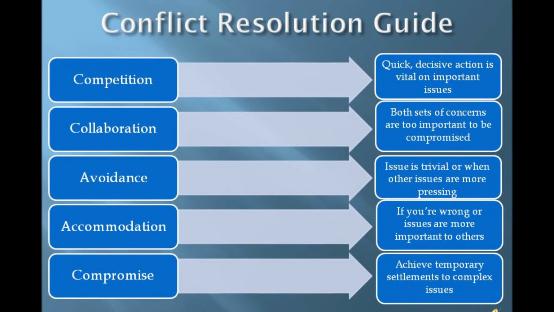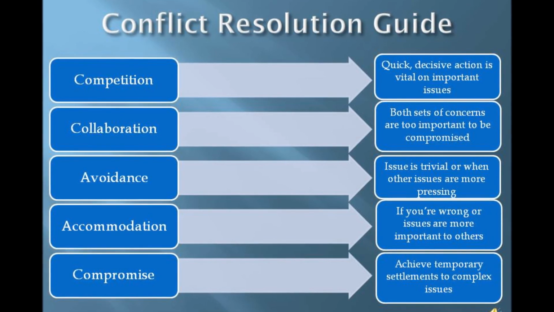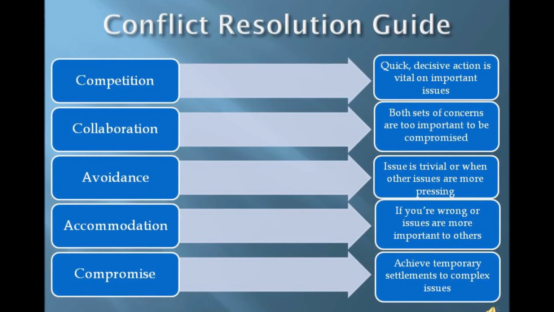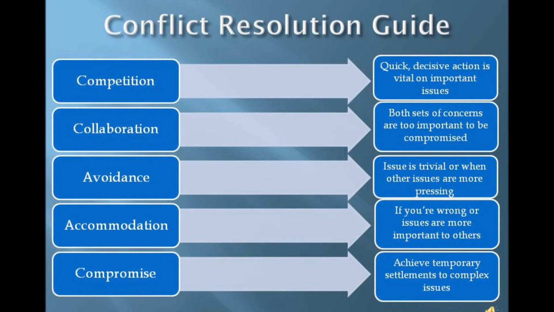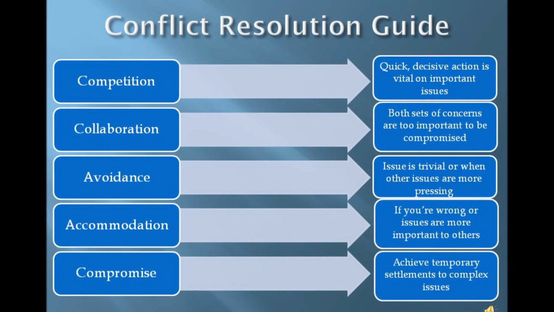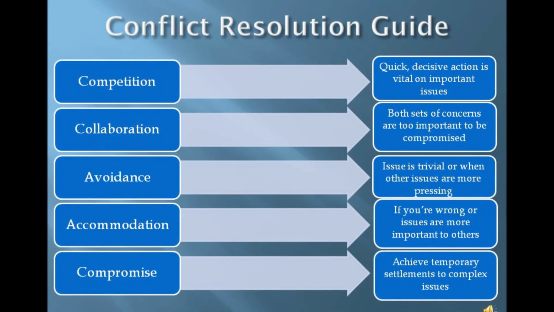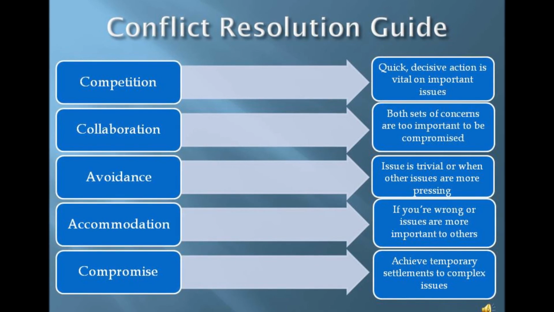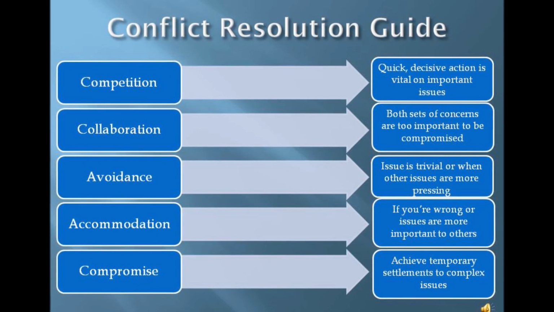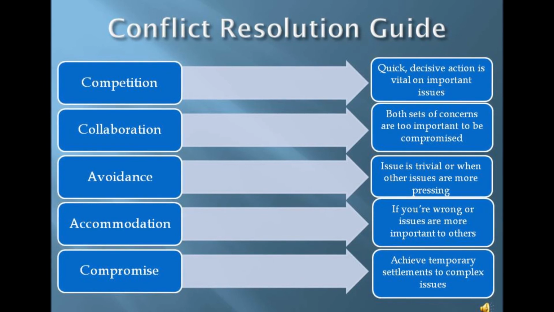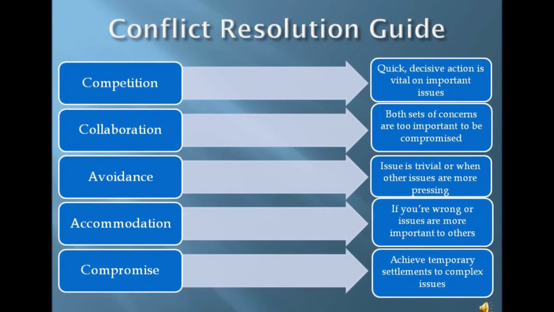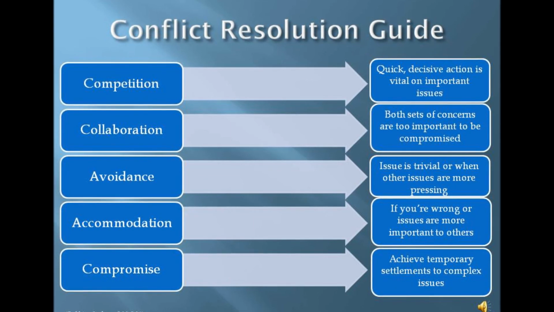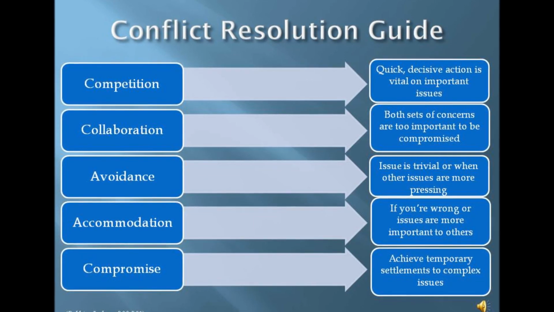Let's start with competition. Competition works best when a quick, decisive action is vital on important issues or when an unpopular action needs to be implemented. You can use collaboration in a situation where both sets of concerns are too important to be compromised, or when you want to merge insights from people with different perspectives. Use avoidance when an issue is trivial or symptomatic of other issues, or when more important issues are pressing.